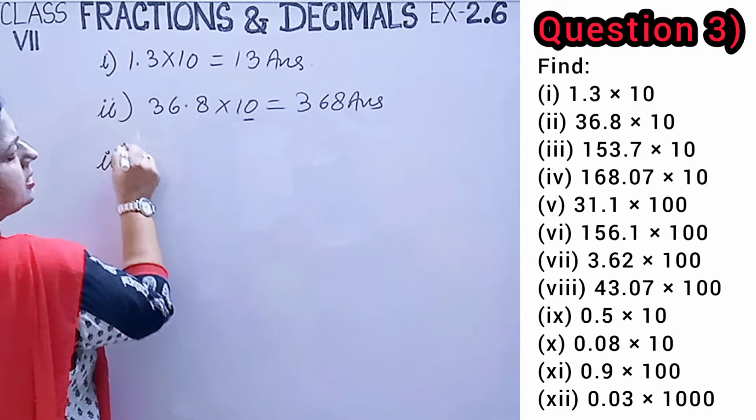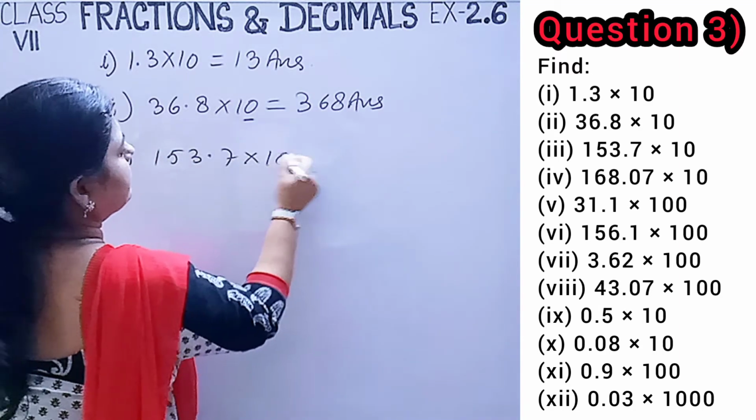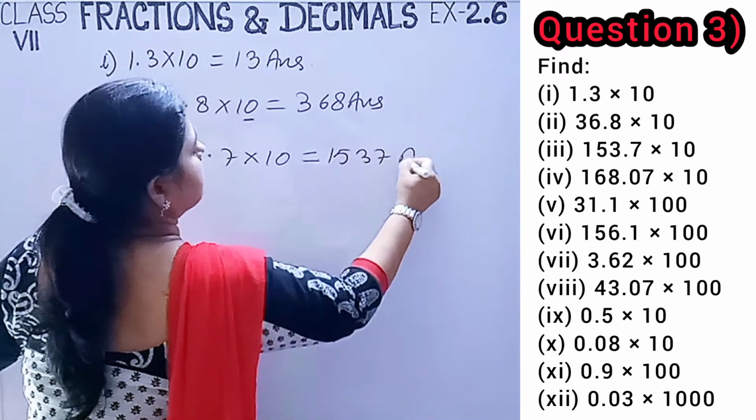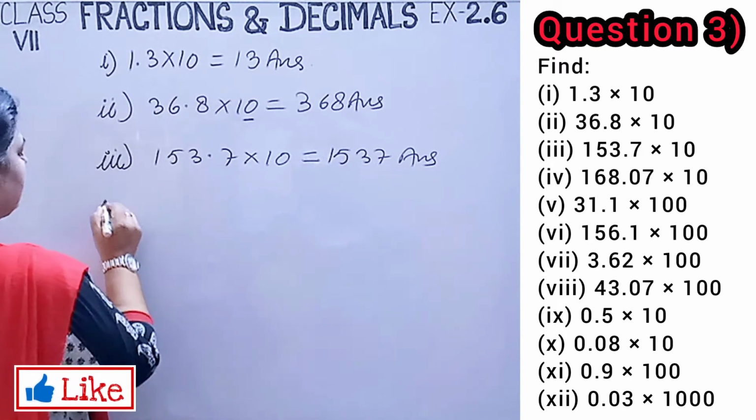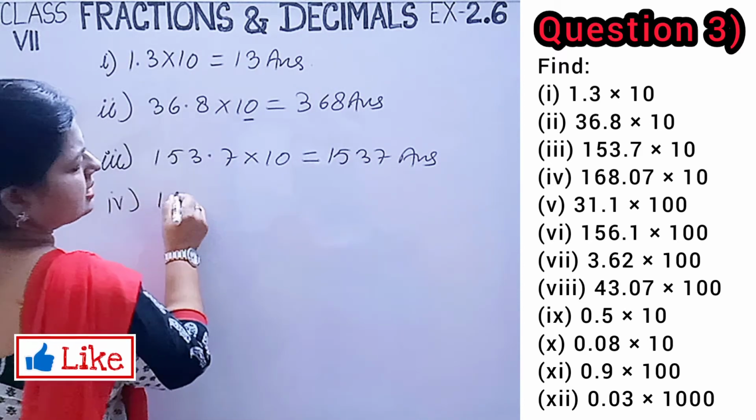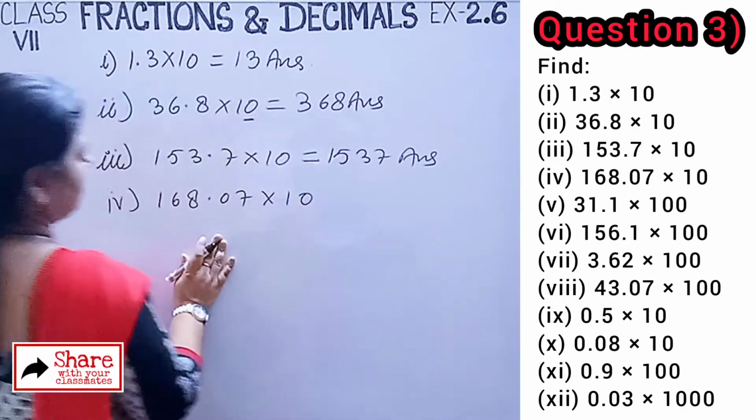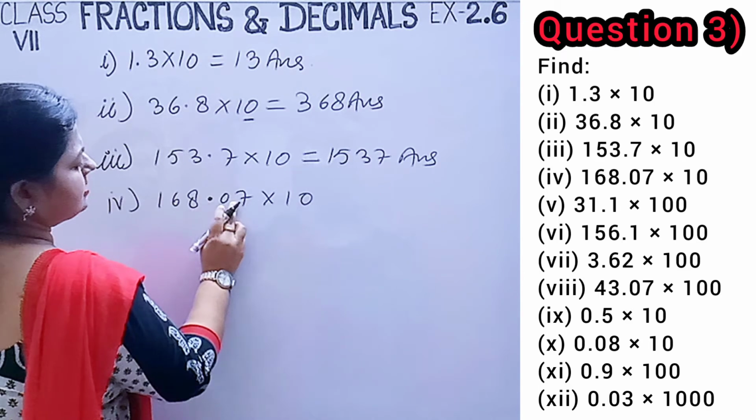Third part. 153.7 into 10. In the same way, 1537 answer. Fourth part. 168.07 into 10. We have to shift only one place.